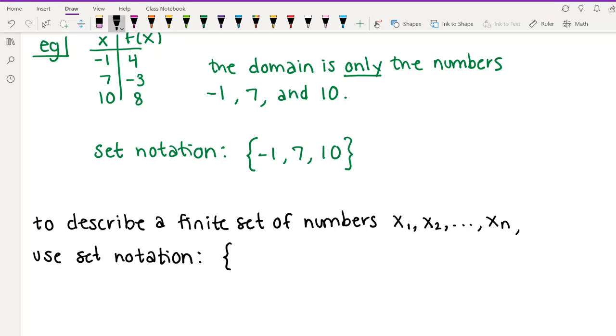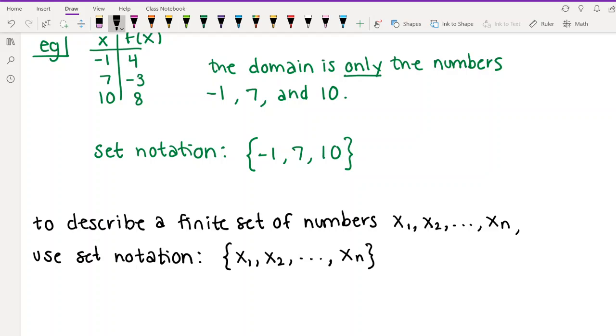And you basically just put a curly bracket like we just said, and you just list your numbers inside those brackets. So like I said, that's not super important, but it is worth mentioning, at least to contrast it from the other examples we'll see.